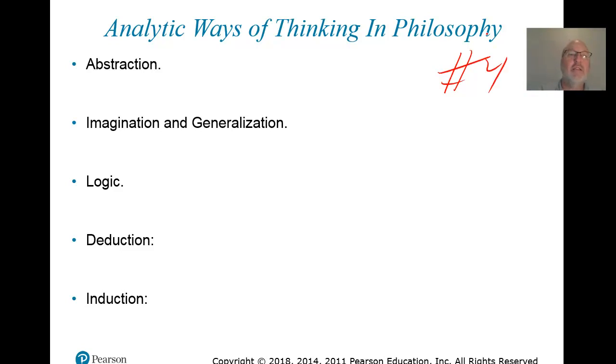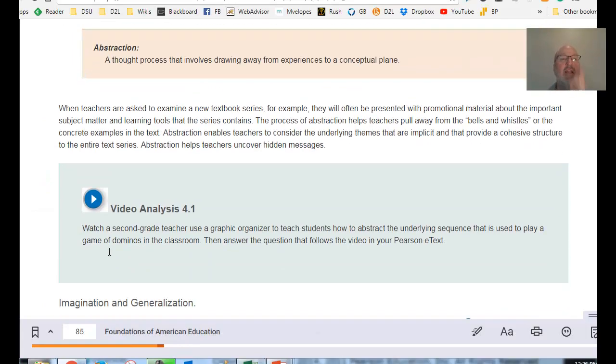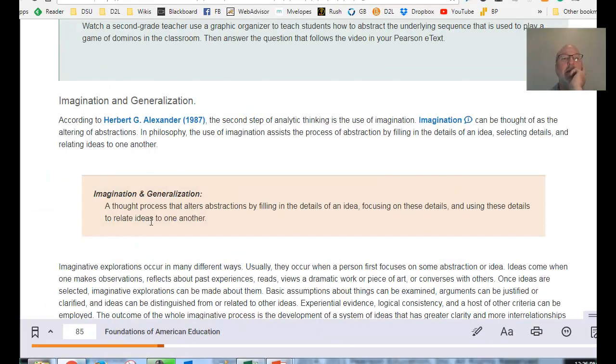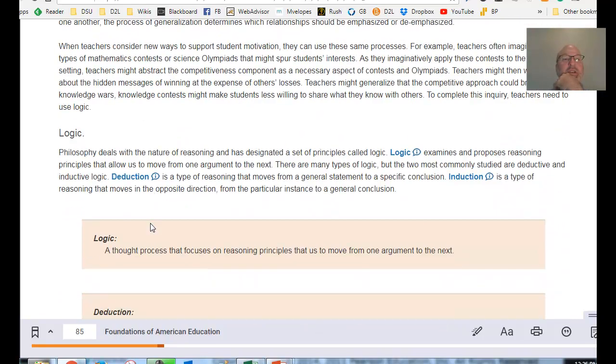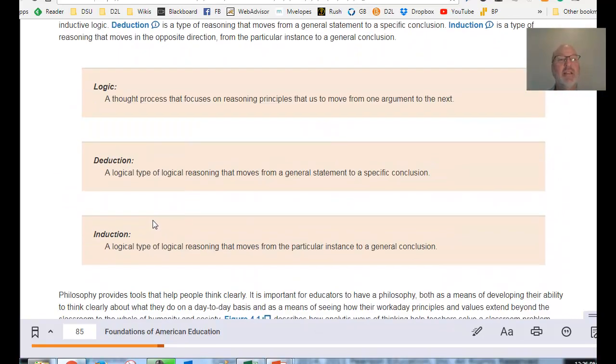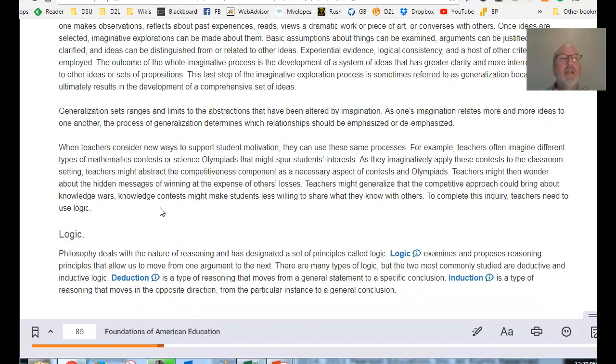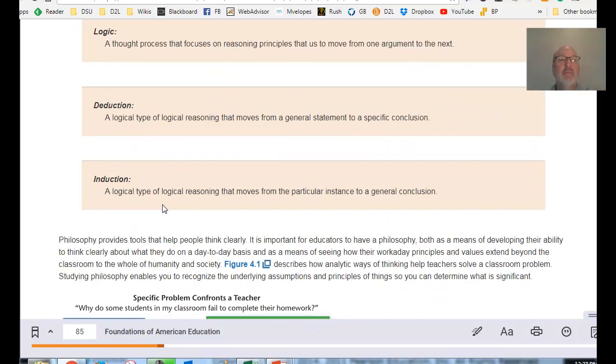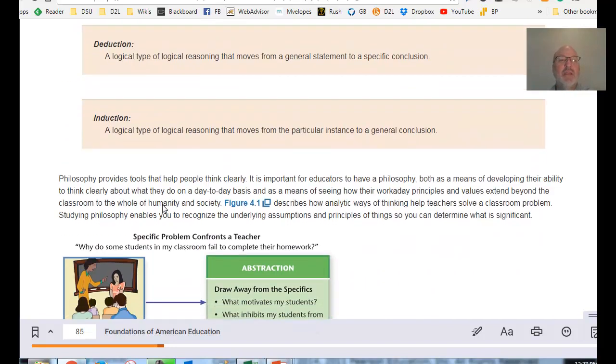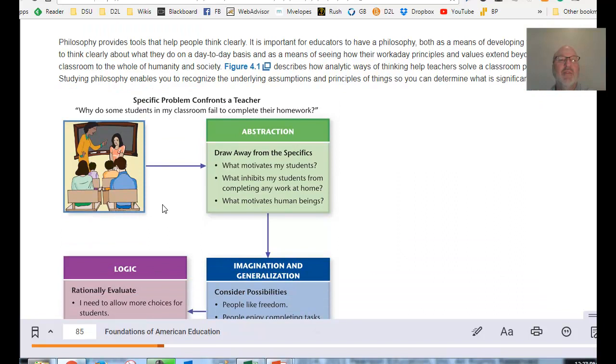And this is right out of the textbook. You get these things. What are they? And you put one-liners in there, abstraction, and it gives you these here. Imagination and generalization, logic, deduction, induction, and again, you'll want to read about these things. It's an important part, and there's some questions on the test about it. But you'll want to be able to speak intelligently about these things.